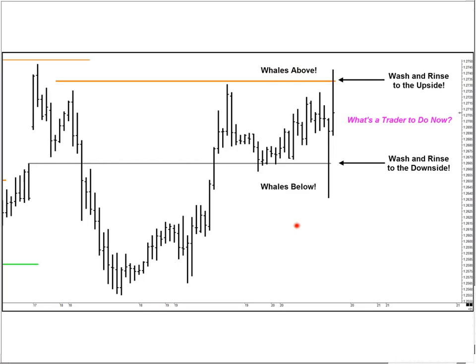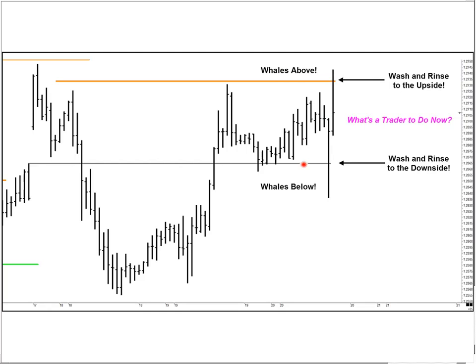So now let's take a look. Wait for the breakout from that range, says Sylvester. Yeah, wait for the close outside the range. Not a bad idea. What's a trader to do now? Okay, does anybody have a gun to you? Do you have to trade right now? Price is closing right back in the middle. You saw the painful action.